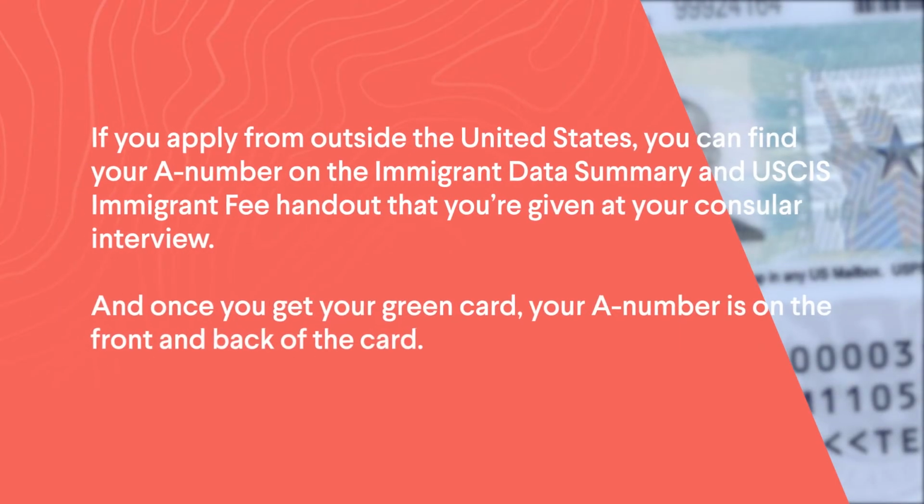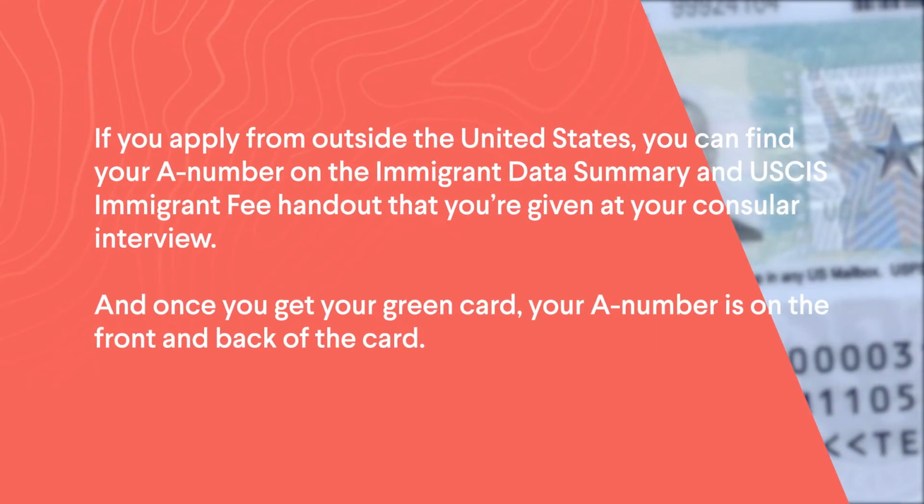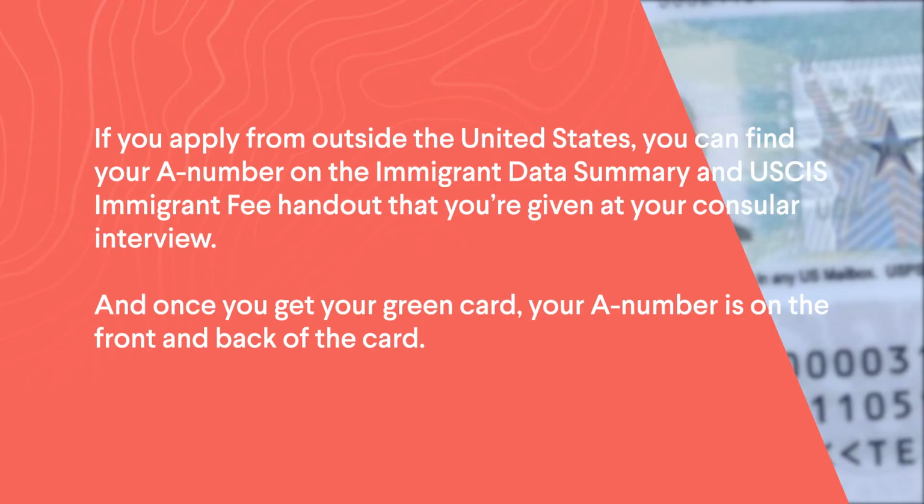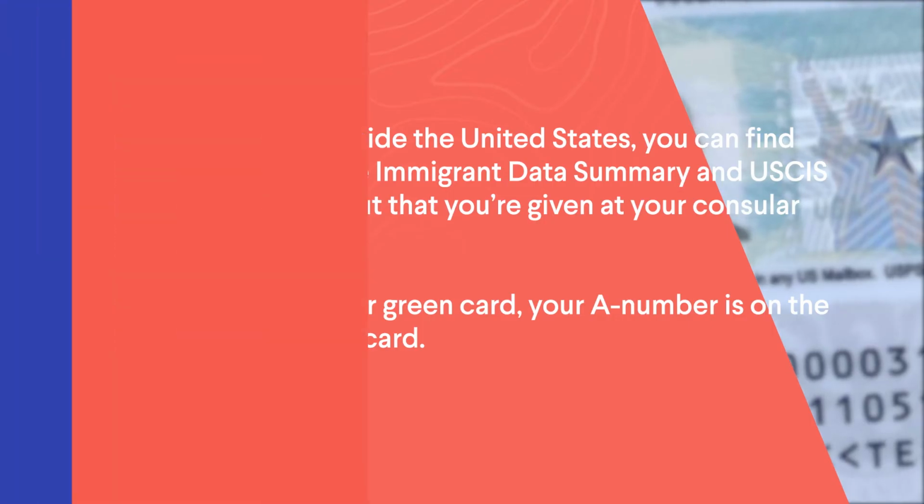If you apply from outside of the United States, you can find your A number on the Immigrant Data Summary and USCIS Immigrant Fee Handout that you're given at your consular interview. And once you get your green card, your A number is on the front and back of the card.